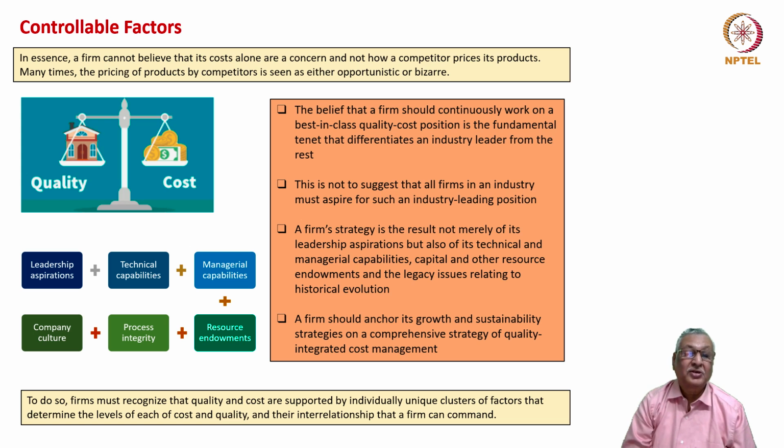The controllable factors can be further analyzed. Quality and cost are influenced by leadership aspirations, technical capabilities of a company, managerial capabilities, resource endowments, process integrity, and company culture. Process integrity is very much important. That is, the ability of the facilities and machine tools you have to produce the same product without any digression from the tolerances is process integrity.